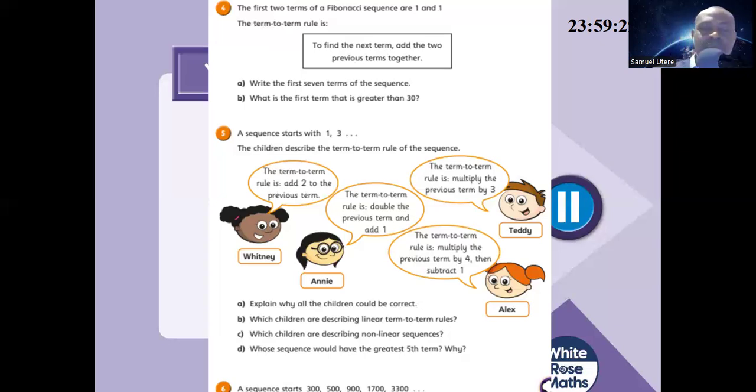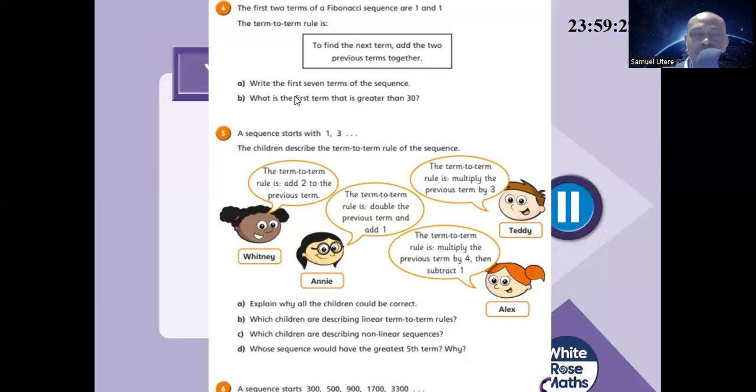Okay, let's check our answers. So the first one, we're told the first two terms of a Fibonacci sequence are 1 and 1. The term to term rule is to find the next term, add the two previous terms together. So we discussed it. That is how you generate a Fibonacci sequence, or let me add something, a new word, Fibonacci-like sequence. And I'm going to explain what that means.